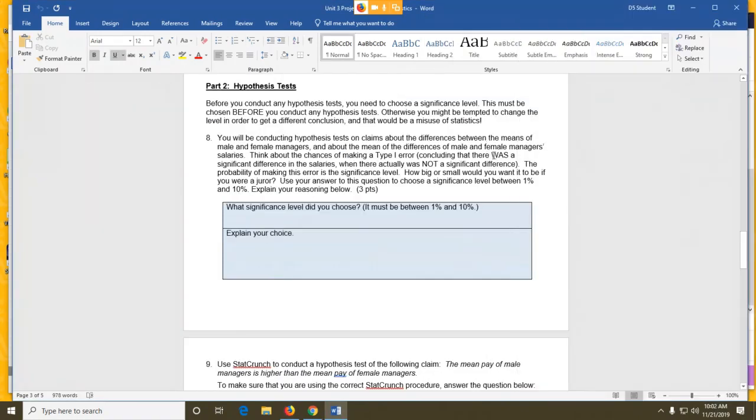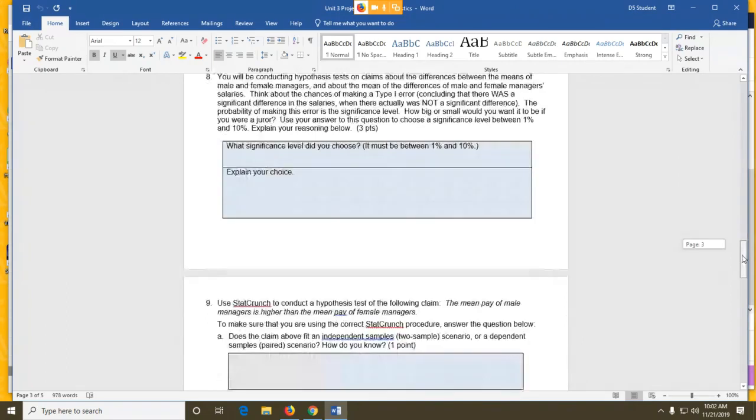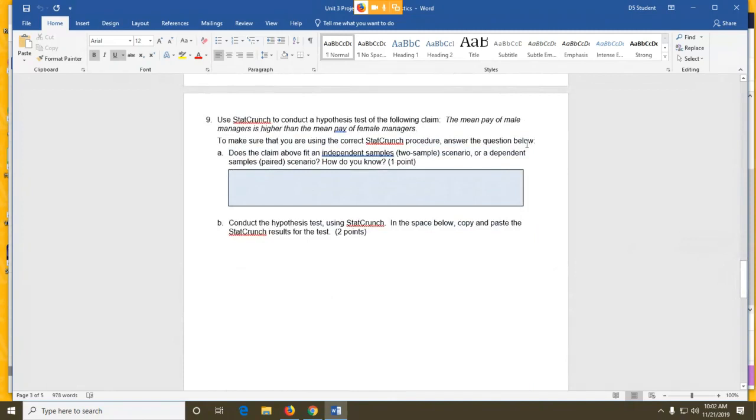So when you get to the hypothesis test, again, you have to make really sure of which thing you're doing, whether it's independent samples or dependent samples. That's why it asks you specifically which one it is. So when you're doing that, make sure that you know which one you're supposed to be doing. It asks you to do 2 hypothesis tests. You should be doing 2 different things. So you should be doing one that's independent samples and one that's dependent or paired samples.